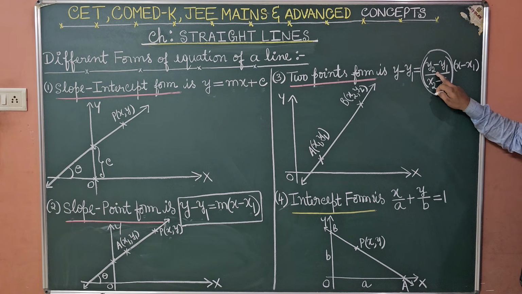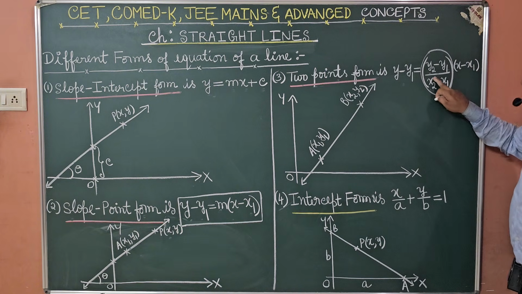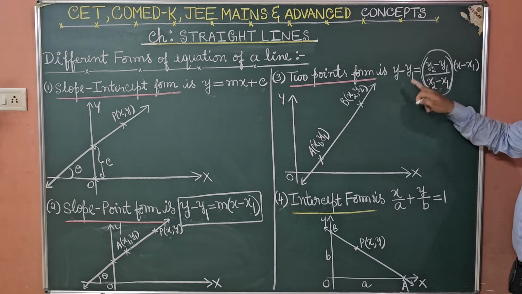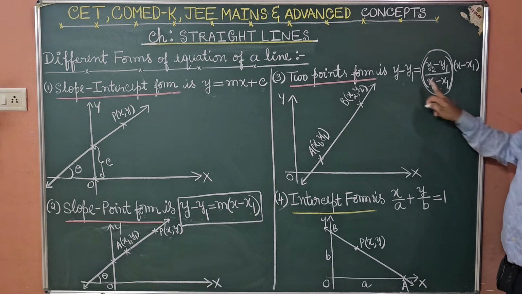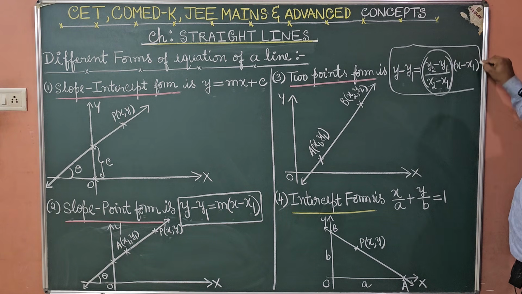Already you have seen the definition of slope, y2 minus y1 by x2 minus x1. Therefore this equation looks like this itself, but in case they are not given m directly, or theta is not given, but instead 2 points are given, then this formula to find the equation of the line is better.